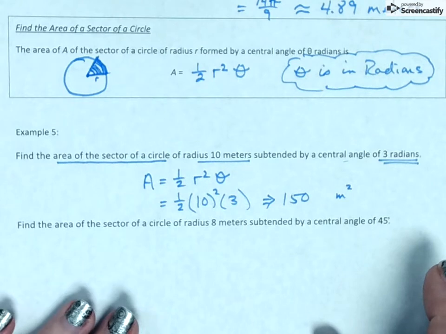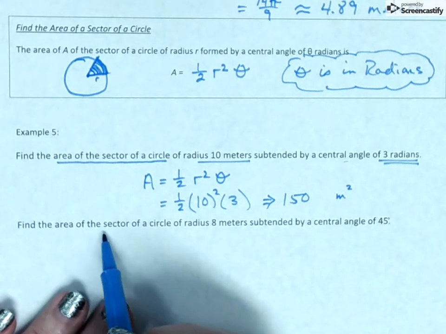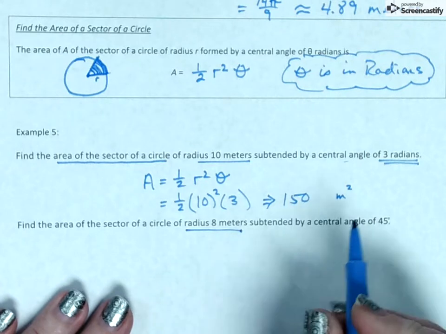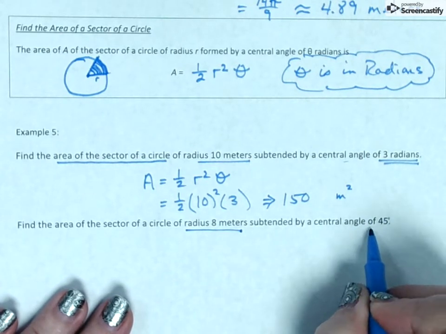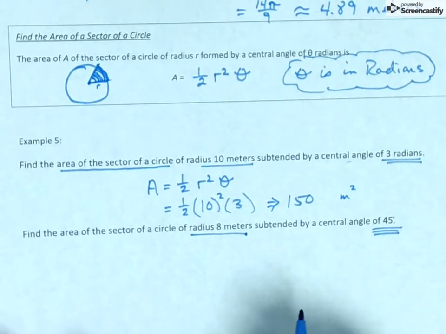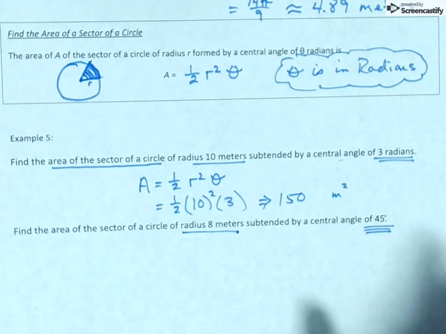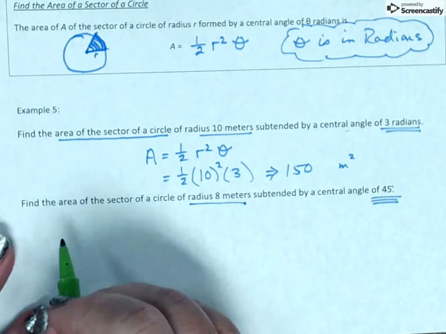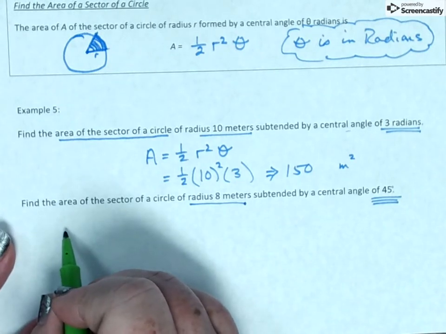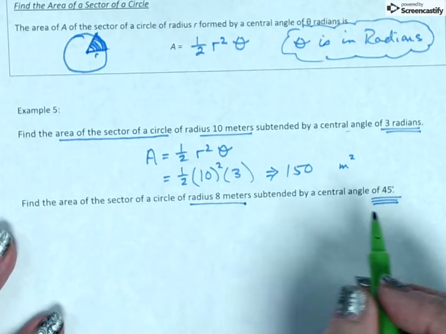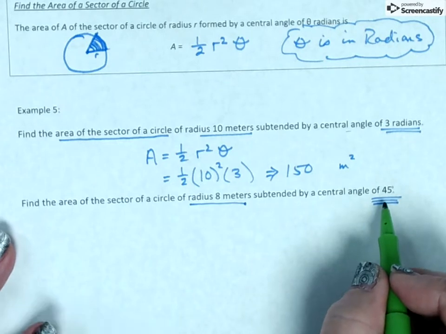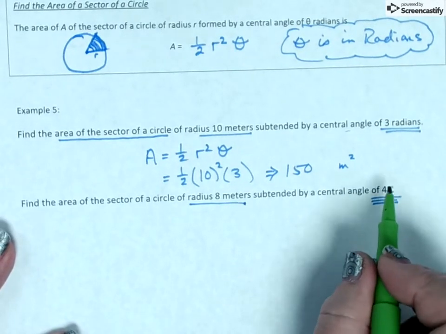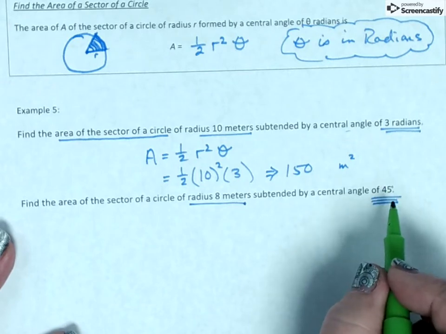Let's look at example 5b. The area of a sector of a circle with a radius of 8 meters subtended by a central angle of 45 degrees. That is not in radians. Now, I'm going to come over to the side and we're going to convert 45 degrees to radians, but I want you to think for a second. Think about your unit circle. What was the radian measure for 45 degrees? Kind of have that number in your head because that's how we'll know if we are converting correctly.